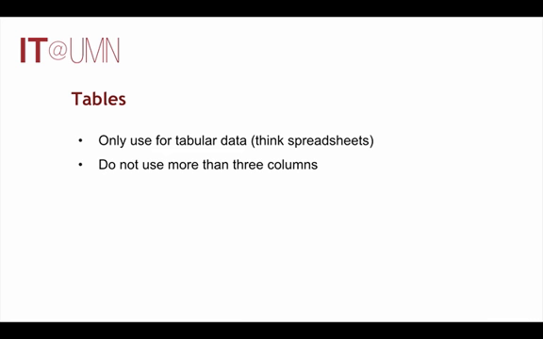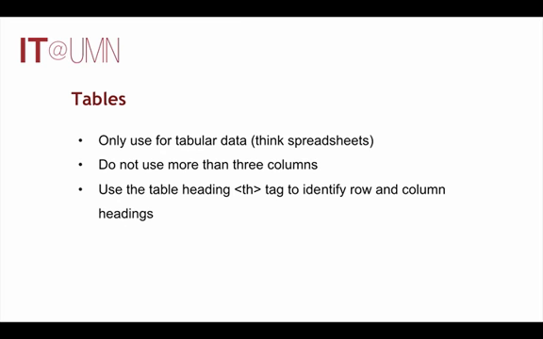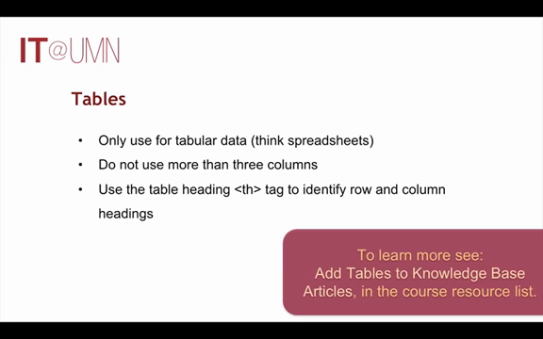Especially in public content, because if you have tables with more than 3 columns and someone is trying to navigate that table on a mobile device, it gets very challenging. And then you must be sure to indicate your table heading cells using the TH, or the table heading tag. Now, formatting tables can be tricky, so I created a knowledge base article that specifically helps you through the process. So be sure to reference it if you're adding tables to your knowledge base article.